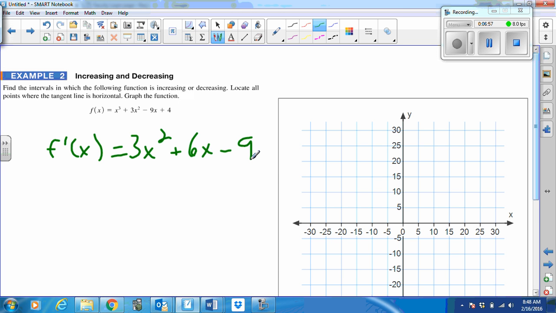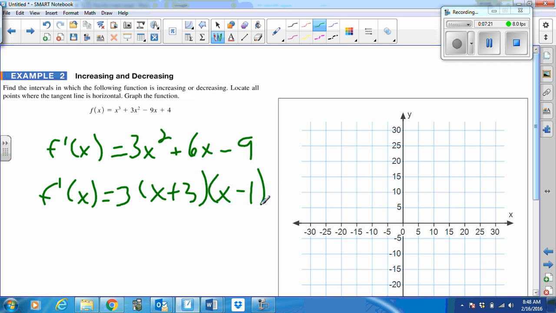And so to find those critical points, we need to figure out where the derivative is equal to 0 or where the derivative is undefined. Well, there are no points on which this is undefined, but we can factor this. If we factor this, we get 3 times the quantity x plus 3 times x minus 1. I did that quickly because this isn't a lesson on factoring. And so now we know that we have critical points at -3 and 1.